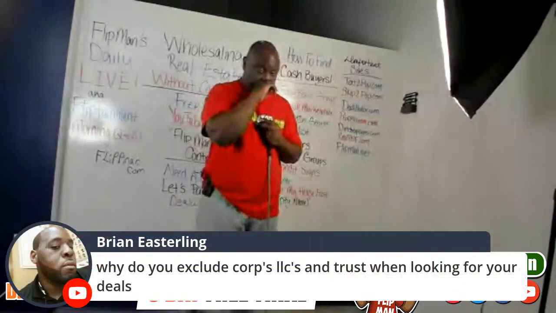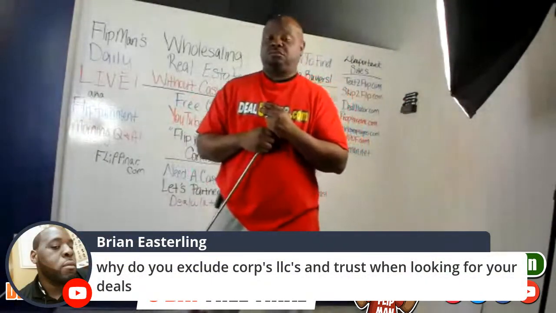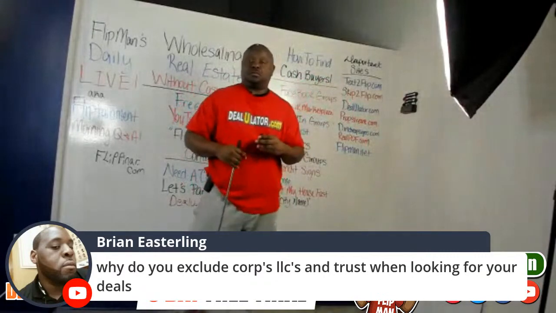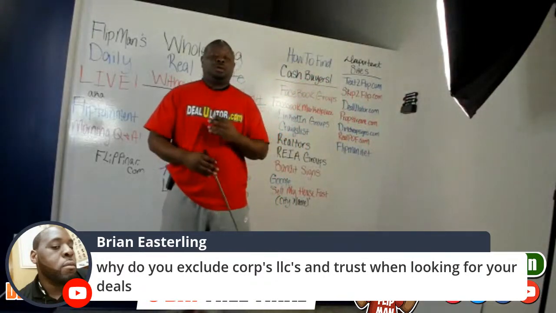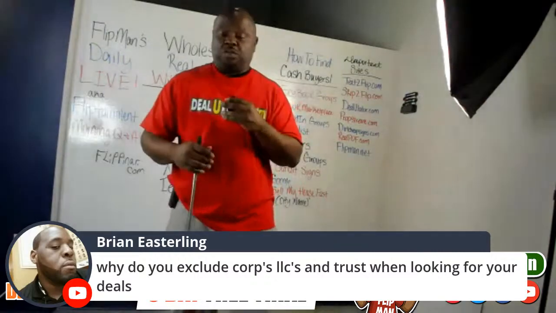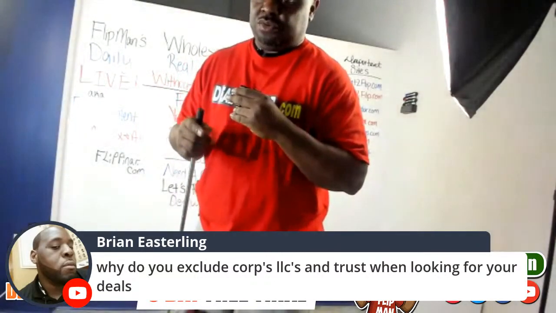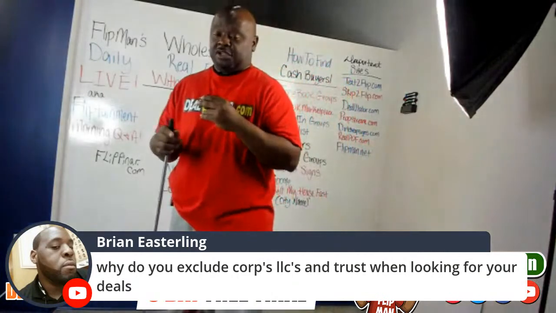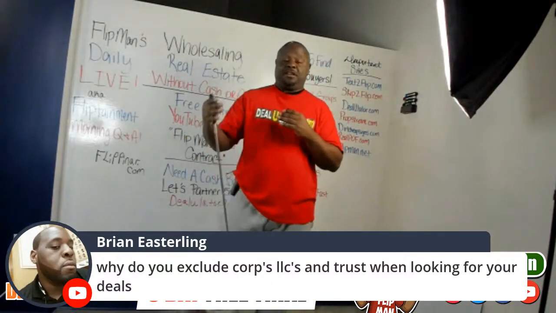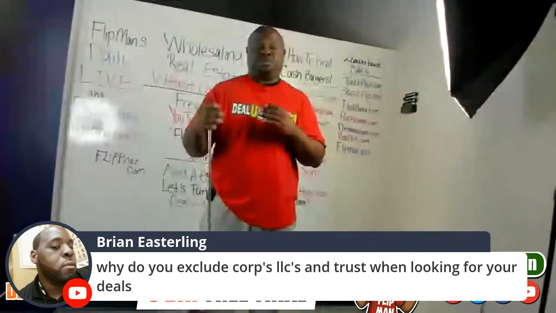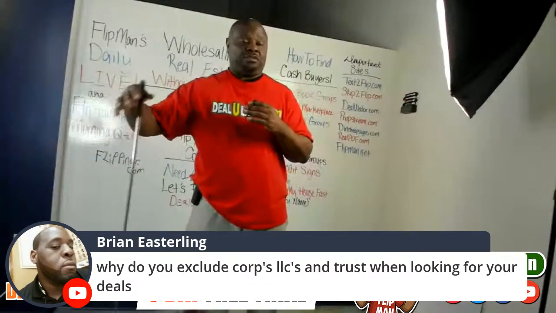All right, this is from Brian on YouTube. He said, "Why do you exclude corps, LLCs, and trusts when looking for your deals?" Okay, Brian from YouTube said, "Why do I exclude corps, LLCs, and trusts when looking for deals?" I'm really trying to find the easiest path to get a phone number when I'm trying to skip trace for cold calling, text message, ringless voicemail, or whatever.